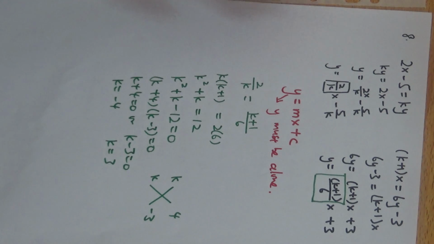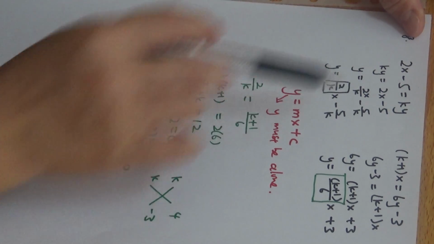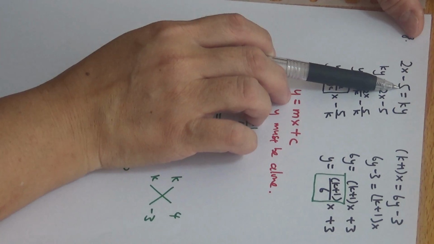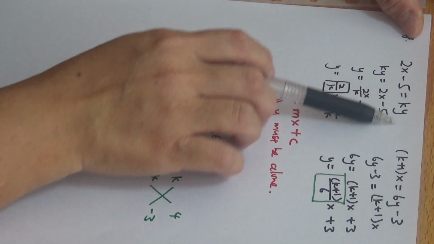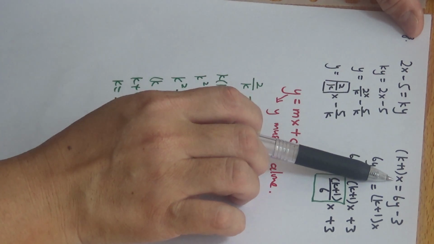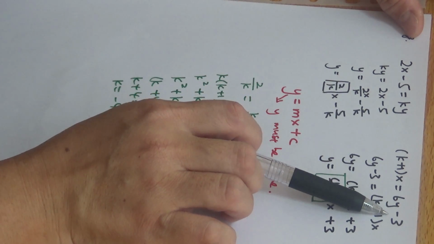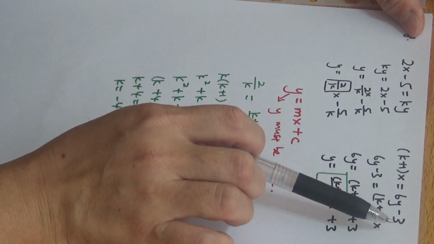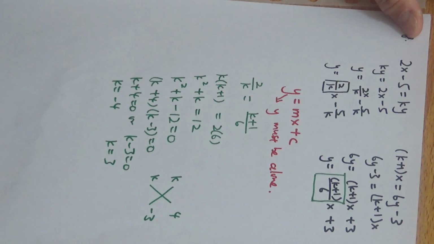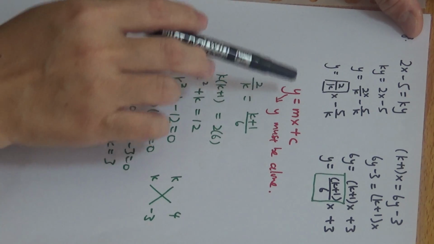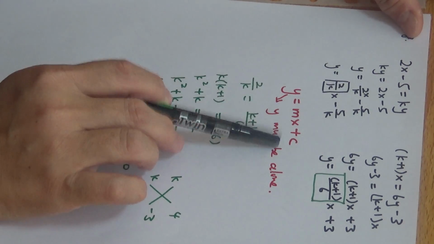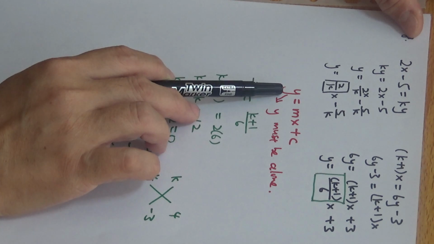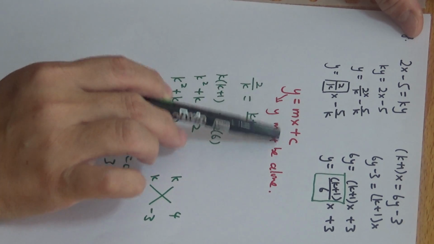Now, if you look at question 8, it says the lines 2x minus 5 equals ky and the line (k plus 1)x equals 6y minus 3 have the same gradient. Find the possible values of k. Now, I told you already before that in order to have the equation in the gradient-intercept form, y must be alone and it must be equal to mx plus c.